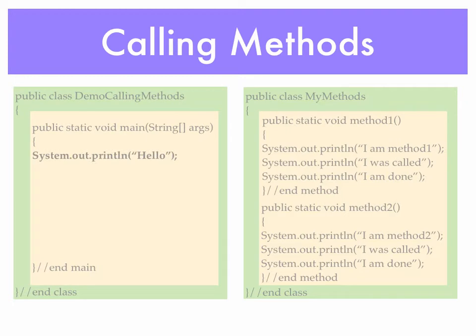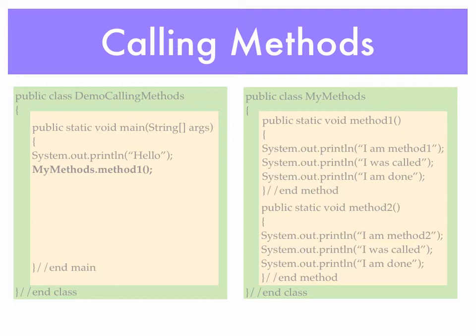Here, in my main method of DemoCallingMethods, I will have the line System.out.println and simply print to the screen "hello." I'll then call method1 in MyMethods, and I call it using the name of the class in which it resides, MyMethods dot method1. I can execute this line. This line is acceptable to my compiler because method1 is public, so it may be called from outside the class in which it resides.